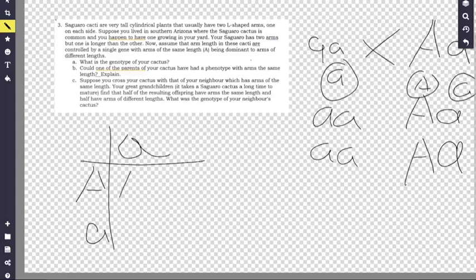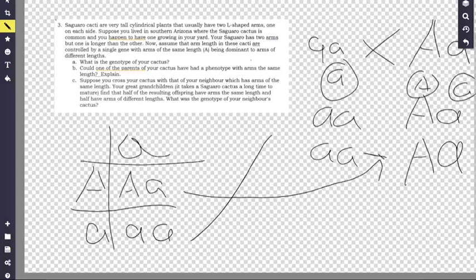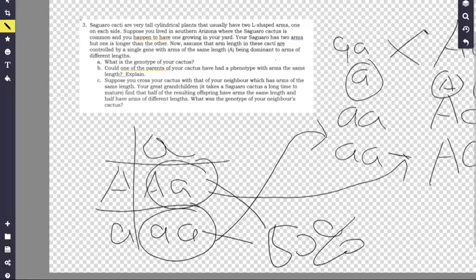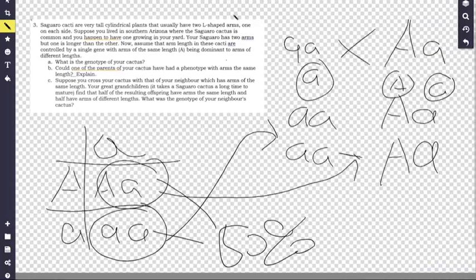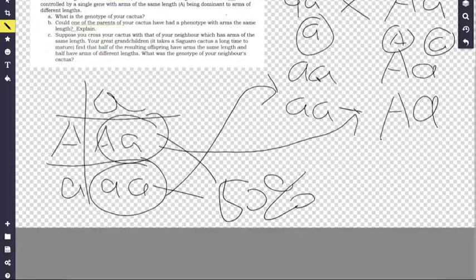A, which is what we have here, and we have a, which is what we have here. And look at this. 50% chance, 50% chance. And that answers the question. The genotype of my neighbor's cactus was Aa.